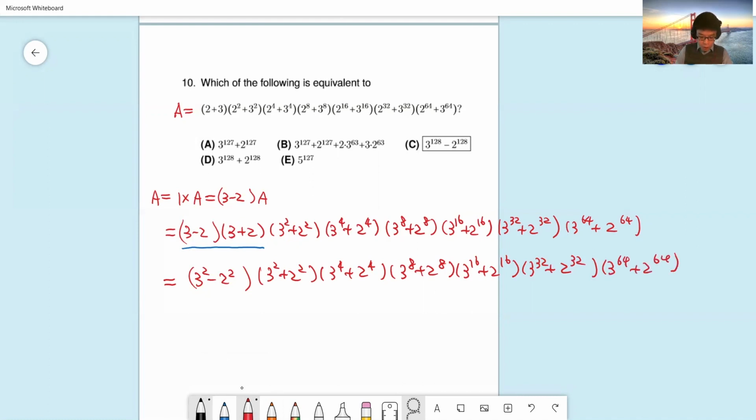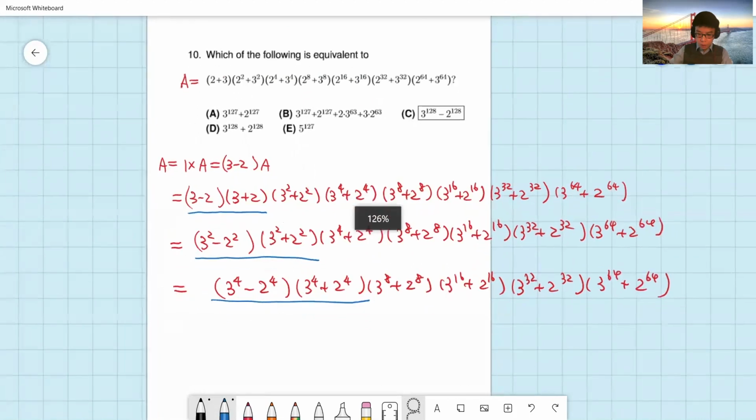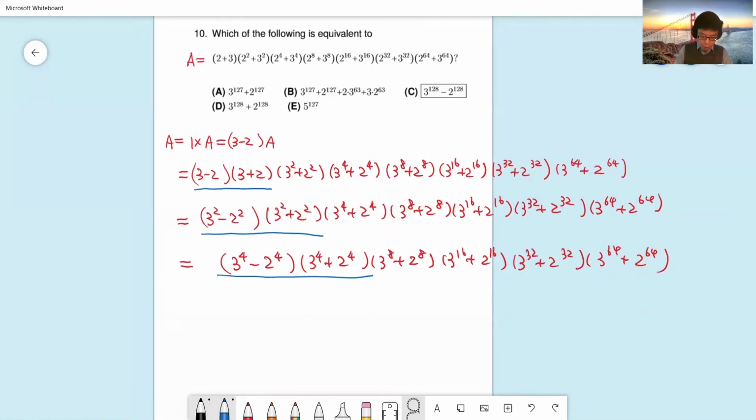And the pattern continues. If we do the next multiplication, you will have the following by the difference of squares formula, 3 to the fourth minus 2 to the fourth. And the other part is the same: 3 to the eighth plus 2 to the eighth, 3 to the 16th plus 2 to the 16th, 3 to the 32nd plus 2 to the 32nd, and 3 to the 64th plus 2 to the 64th. And keep going. We will keep this pattern with the increased power. Each time we double the power.